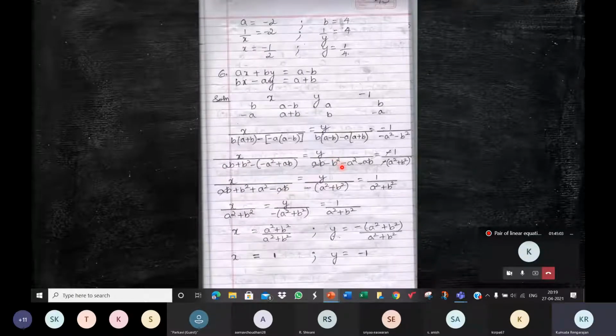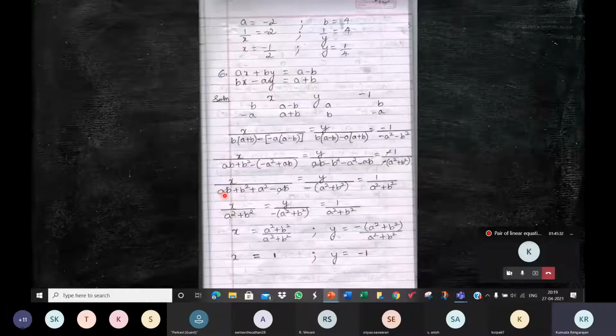Same thing here. You can simplify this part. Since there's minus in the numerator, you can take out minus common between these two terms. So taking out minus common, minus outside, we get A square plus B square inside. See, minus into A square is minus A square. Minus into plus B square is minus B square. So minus in the numerator and denominator gets cancelled.